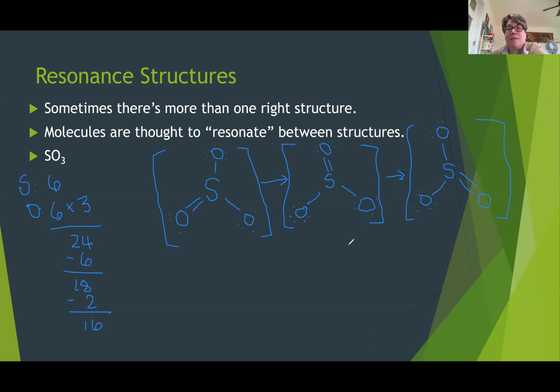So that's resonance. You have to draw all 3 or all 4, or sometimes there's 2 resonance structures, to show that these molecules can resonate between the 3. They can be any of those 3, and you have to draw all of those and put them in brackets. So that's how we do resonance.